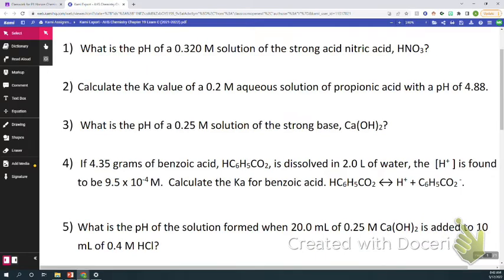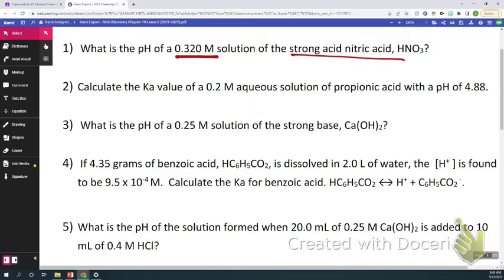Okay, so a question like number 1: what is the pH of a 0.320 molarity solution of a strong acid, right? Sometimes I won't even say it's a strong acid, but what tells me it's strong right away is that they don't mention anything about Ka, the acid dissociation constant. If they don't mention Ka in the problem at all, like solve for the Ka or here's the Ka, it's automatically in my mind strong. They're not saying Ka because it's a strong acid.